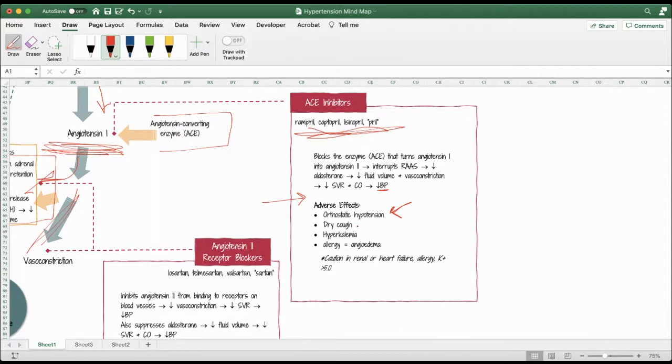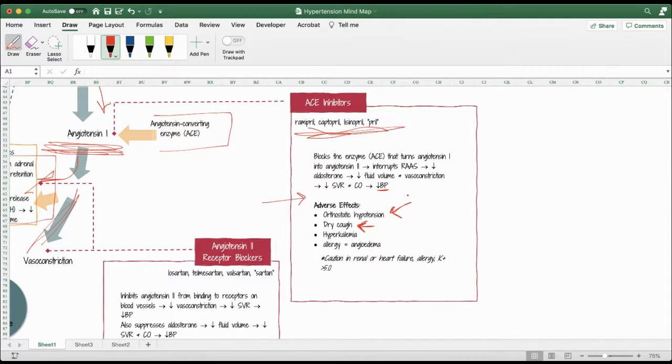One of the main side effects, and you'll see this come up on tests, is a dry cough. This is just a normal side effect, but sometimes it can get so bad that the physician will take the patient off of the ACE inhibitor and put them on something else just because it's annoying. And then the hyperkalemia. Between this and the orthostatic hypotension, these are the two really big things that you need to think about in terms of the ACE inhibitor.